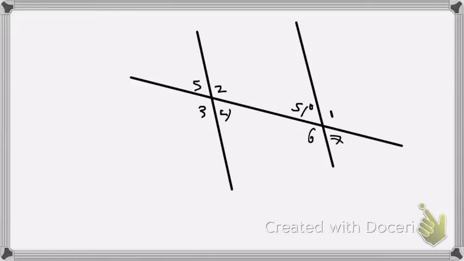So this says identify all the numbered angles that are congruent to the given angle. Justify your answer. What's wrong? That's okay.